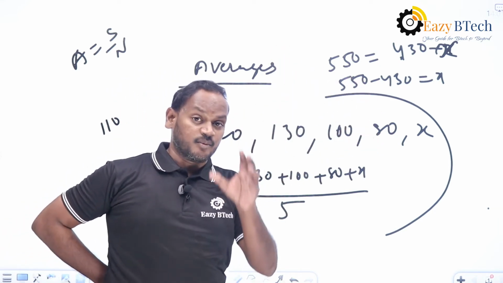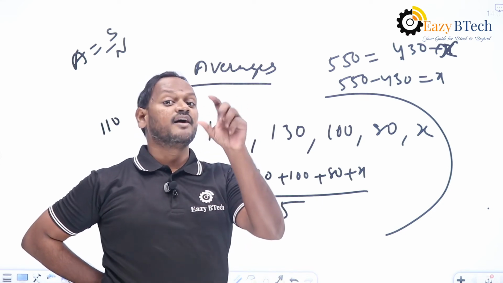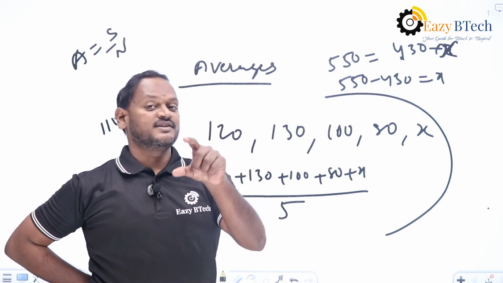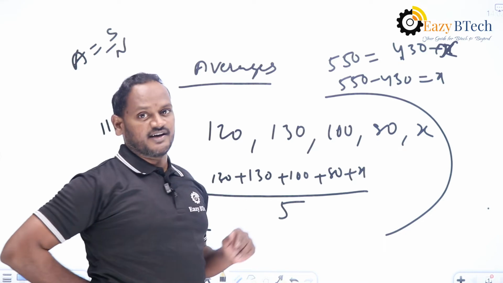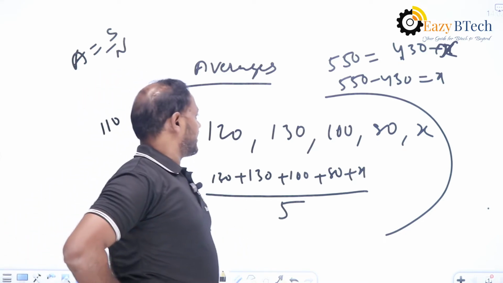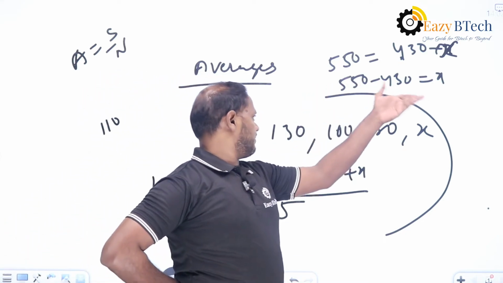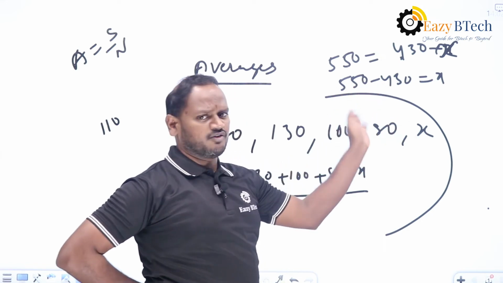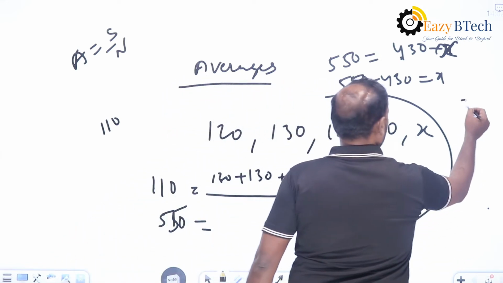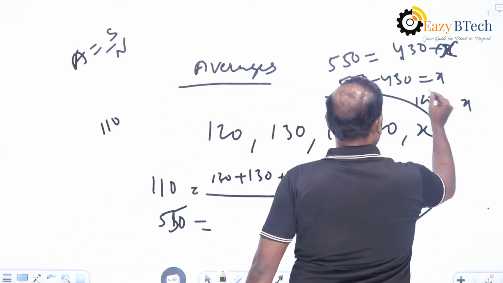Not specialty, based on universal fact. How to crack every question with your own intelligence. Don't depend on that particular rules and regulations. Okay? Anyway, get the answer now. 550 minus 430 will be 120. Right? X value will be what here? 120. Good. So 120 can be your x value.